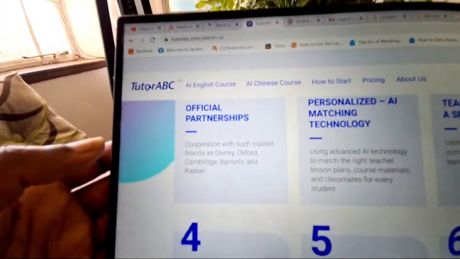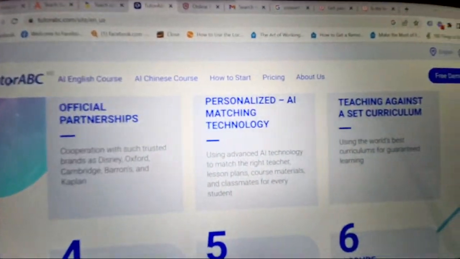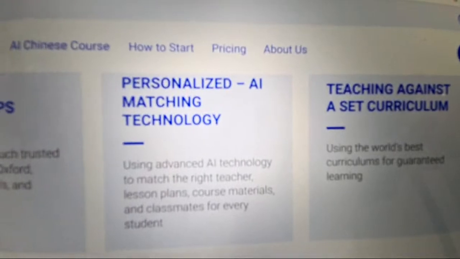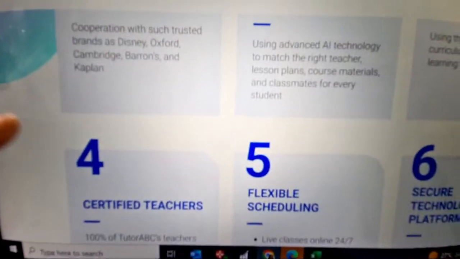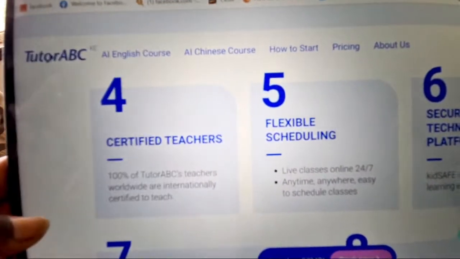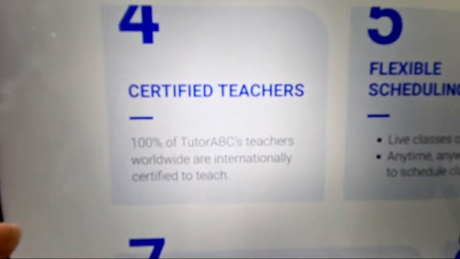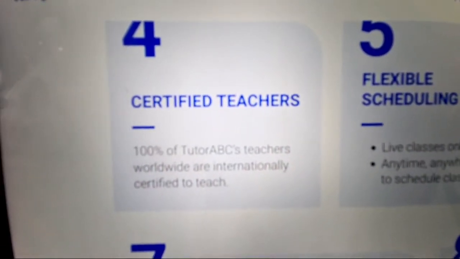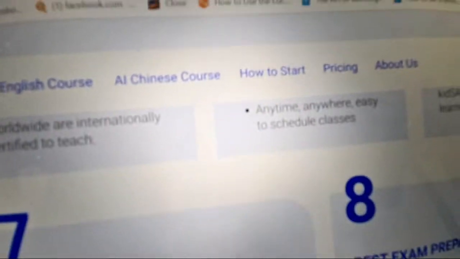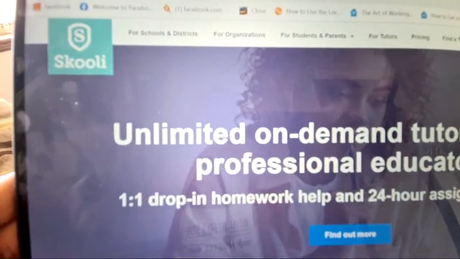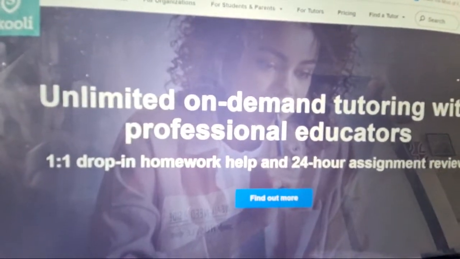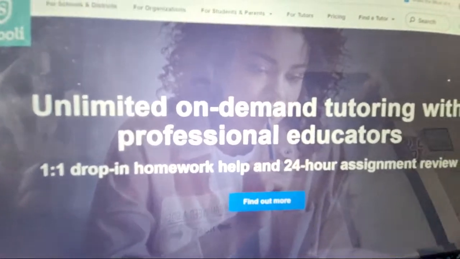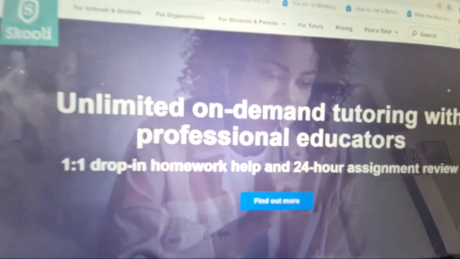Then there's this other one here, Tutor ABC. You can try them out. So here the only difference is that they give you a curriculum and you teach against it. You have to teach a curriculum, and you must be satisfied. You can see 100% of Tutor ABC's teachers worldwide are internationally certified to teach. Last but not least, there's this other one, schooly.com. Unlimited on-demand tutoring with professional educators, 101 drop-in homework help, and 24-hour assignment review.